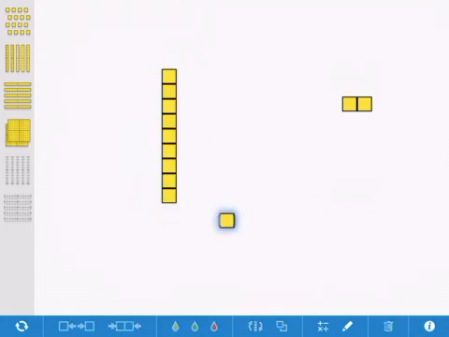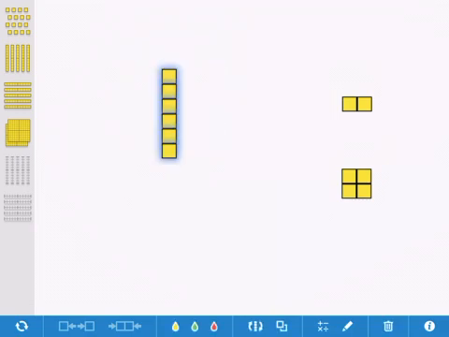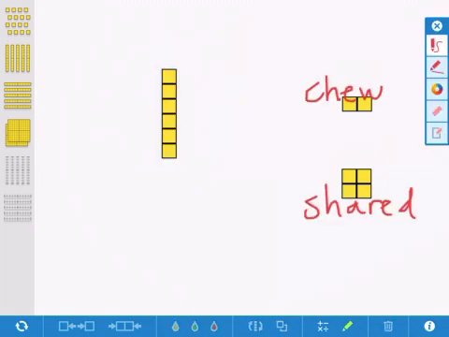So we chewed 2, now we're going to move 4 over, these representing the ones that we shared. So we have these 2 and the 4 for a total of 6, and over here this is what we ate. We started off with those 12, and now we only have those 6 left. So again, we chewed 2, we shared 4, and what's left is 6.